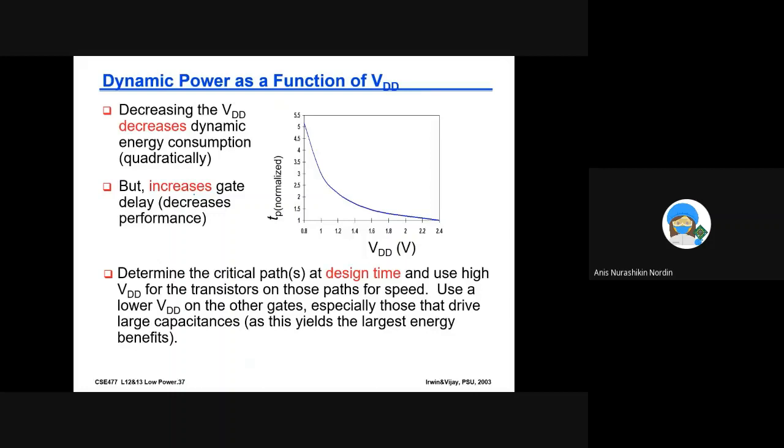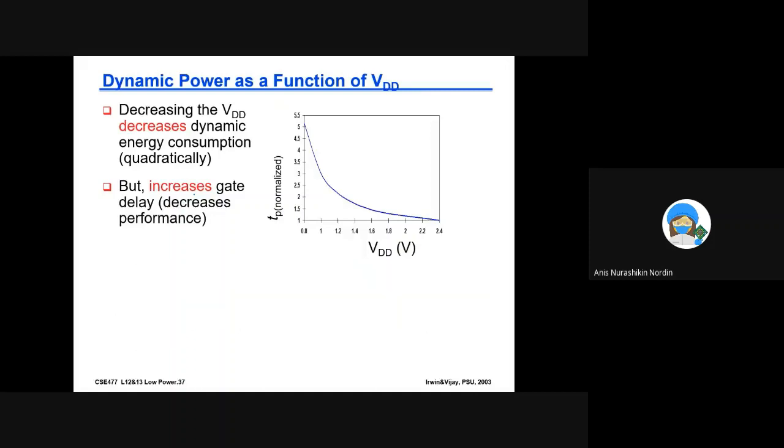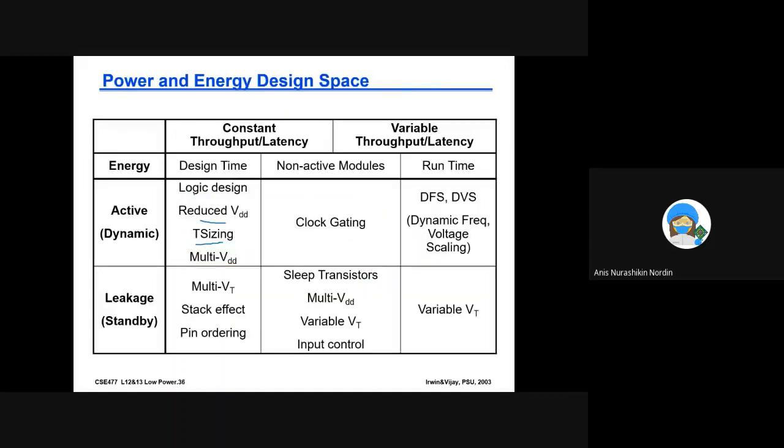So what you have to do is determine the critical path at design time and use high VDD for transistors on those paths for speed. Use a lower VDD on the other gates, especially those that drive large capacitance, and this yields the energy benefit. Okay, what does this mean? Critical path. I will show you using the previous example.